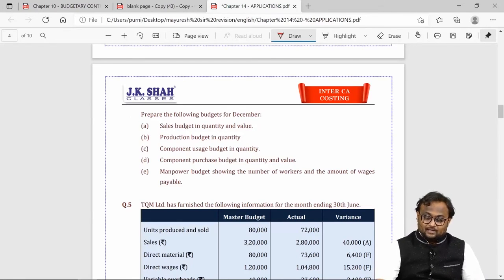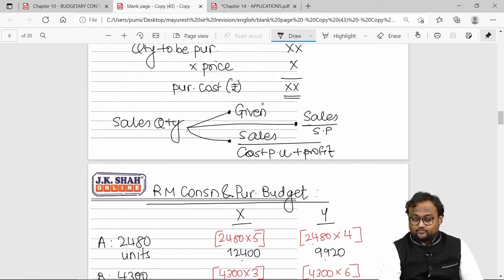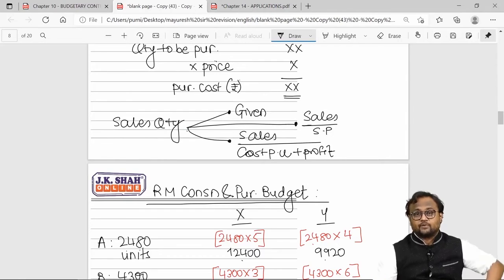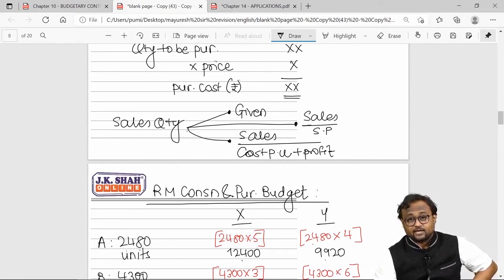Now see, as I told you, there are three types of situations when quantity sold will be given. We don't have quantity sold given in the question, neither do we have sales given in the question, nor do we have selling price.